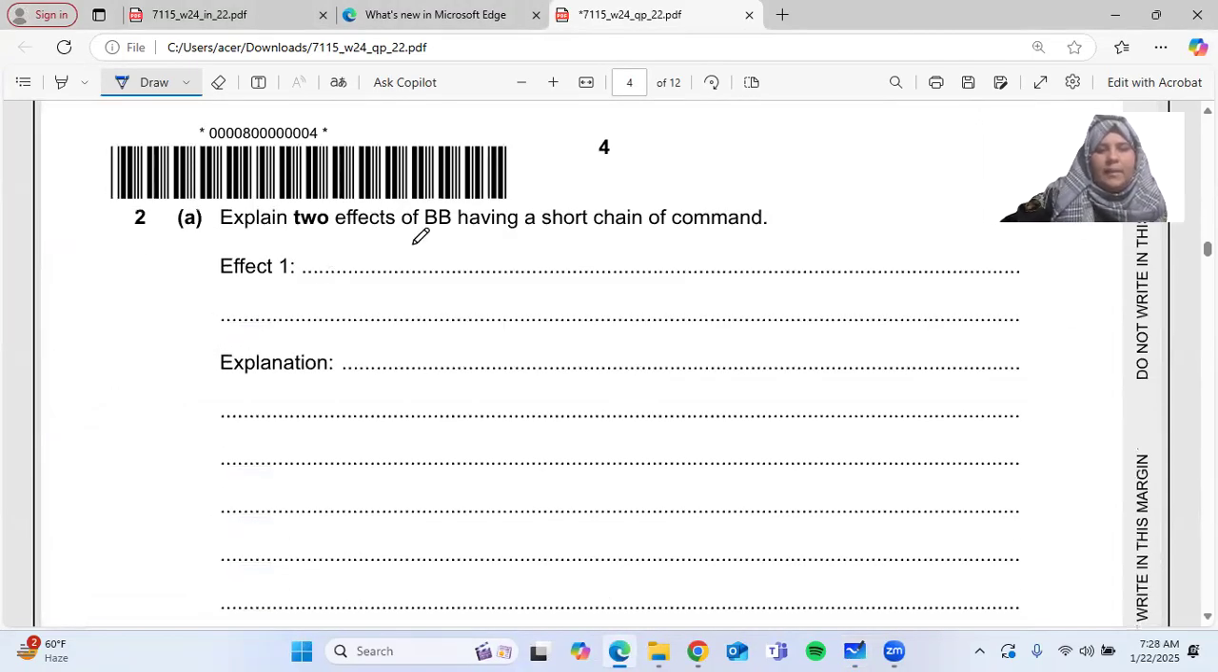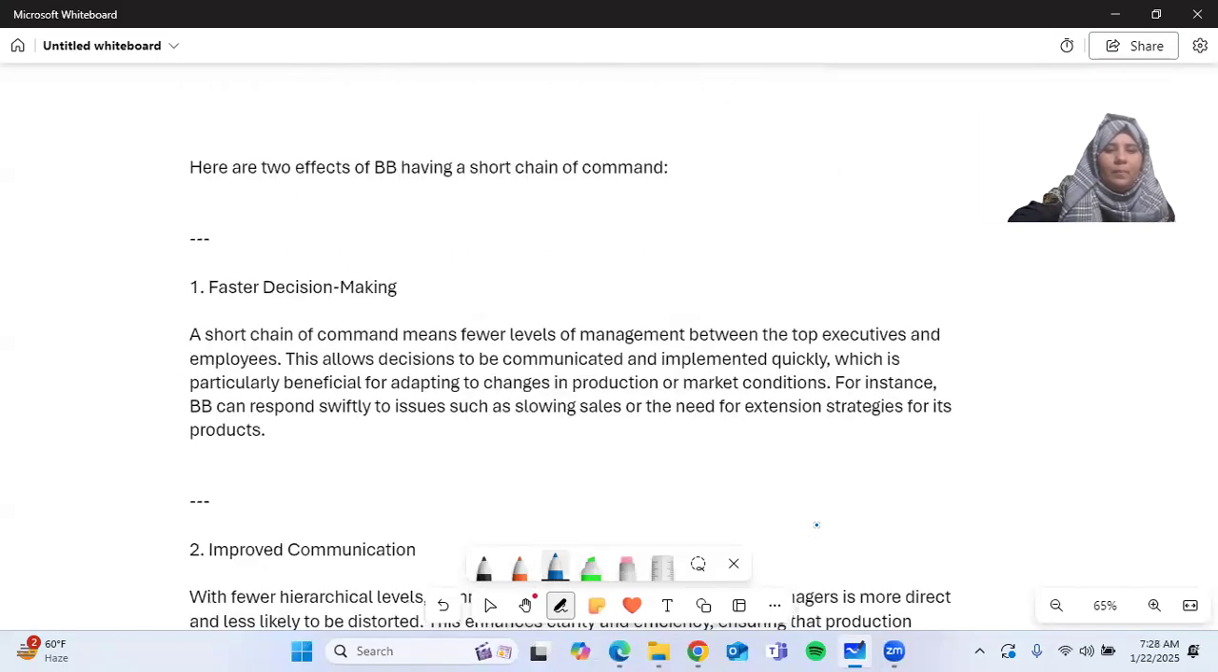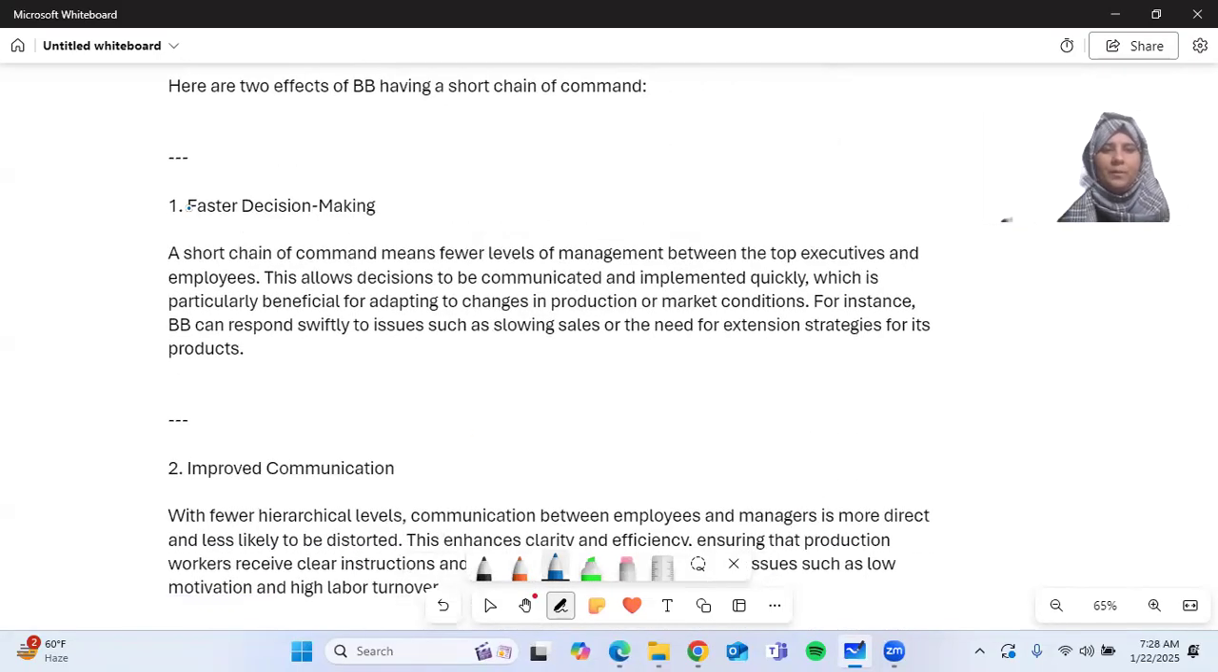The next question is: explain the two effects of PB having a short chain of command. First effect is that there will be faster decision making. The short chain of command means fewer levels of management between the top executives and employees. So this allows decisions to be communicated and implemented quickly, which is particularly beneficial for adapting to changes in production or market conditions. For instance, PB can respond swiftly to issues such as slowing sales or the need for an extension strategy for its products.